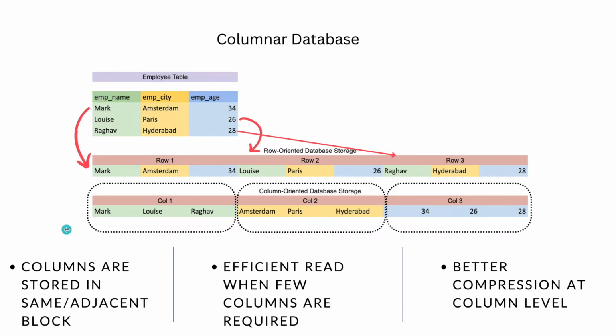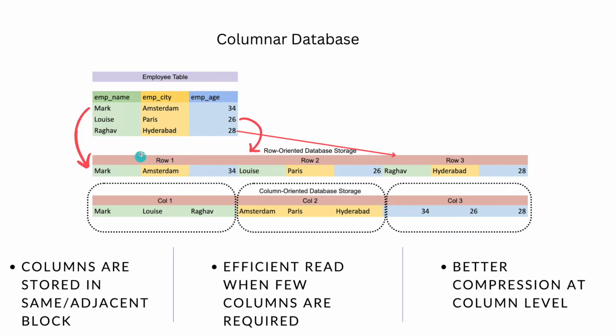Since I'm reading just one storage block, the overall turnaround time and the IO required will be significantly less. So this is a very efficient read when few columns are required. Also, since I am storing the information for each column together, I can apply a better compression algorithm at the storage level.